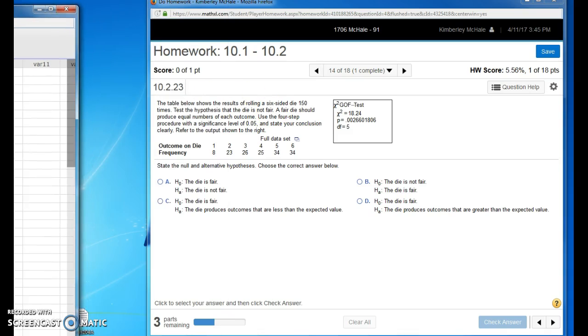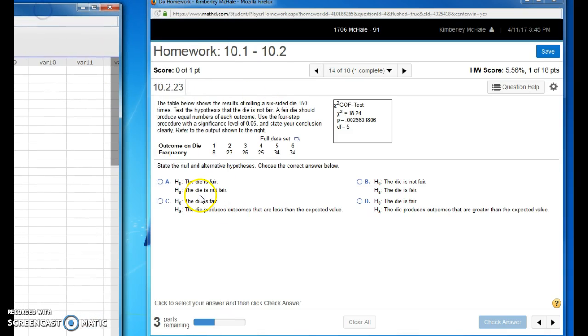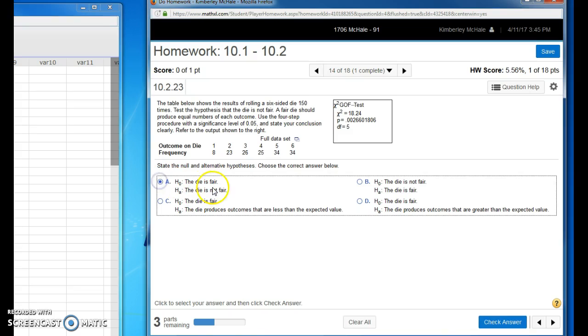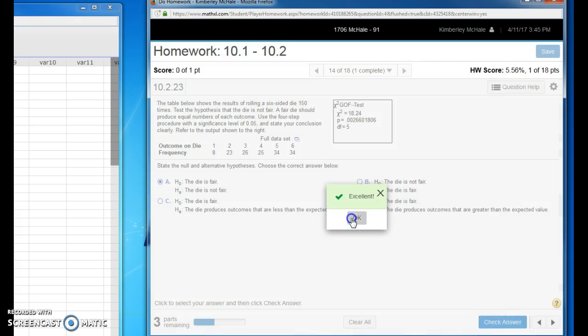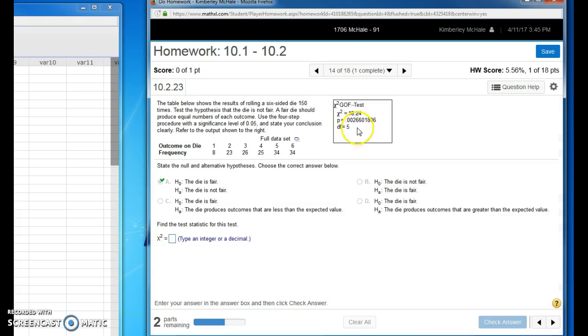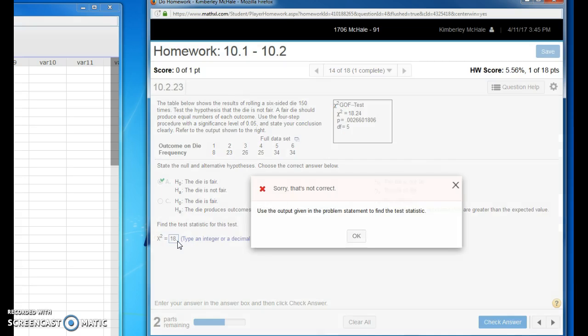Alright, so let's go back to this question. So again, we are testing whether the die is fair. That's my assumption, versus the die is not fair. And it looks like there might be some evidence that it's not fair with that 8. That seems very small, but we're going to test and see. Look at that. They already gave me my chi-square numbers. I wouldn't really even have to calculate this. I can just pick this right off that 18.24.